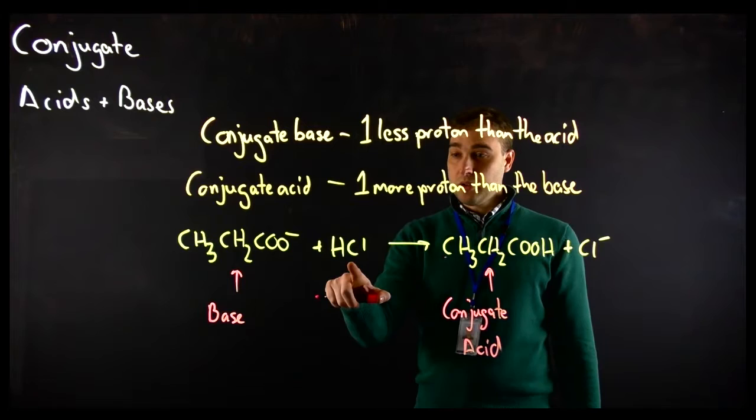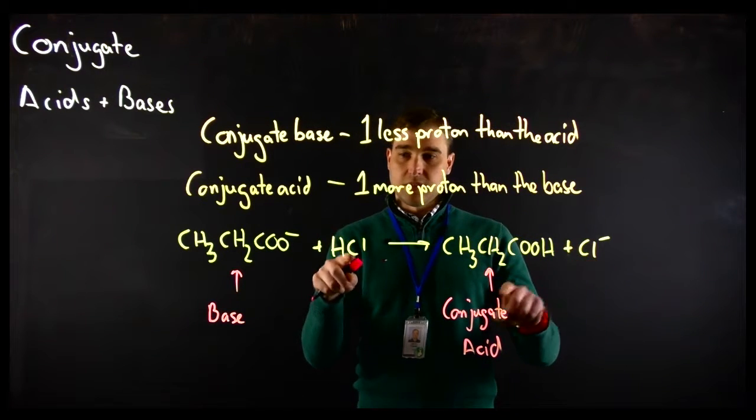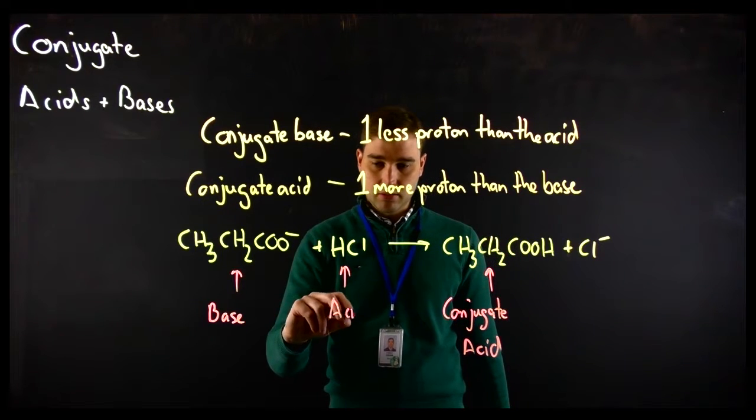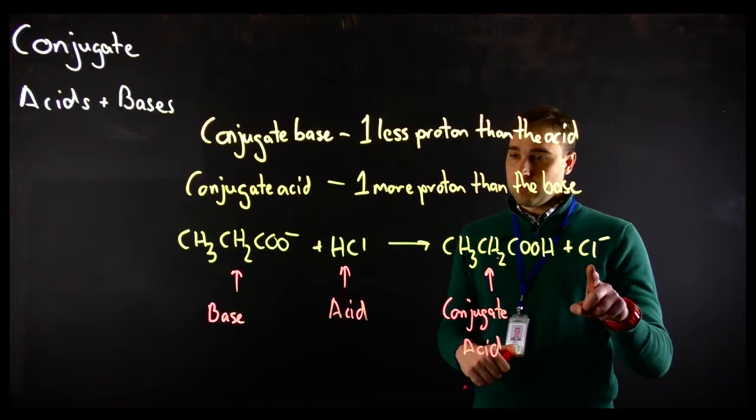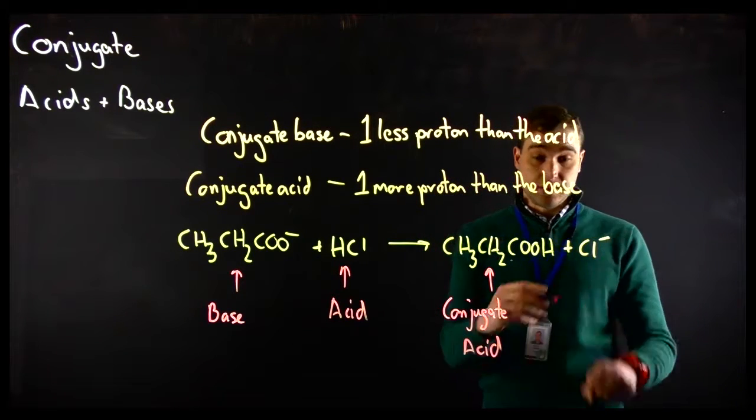If we look at our hydrochloric acid, its name gives it away, it's losing a proton over here. So here it's got the extra hydrogen, over here it's lost it. So this is our acid. If we look over here at the chloride ion, it has one less proton than the acid from which it comes from. So that makes this our conjugate base.